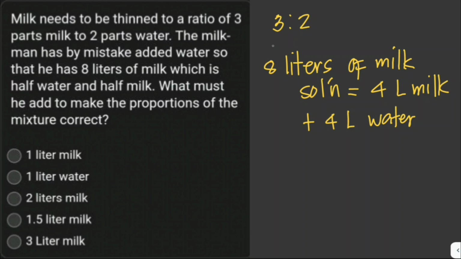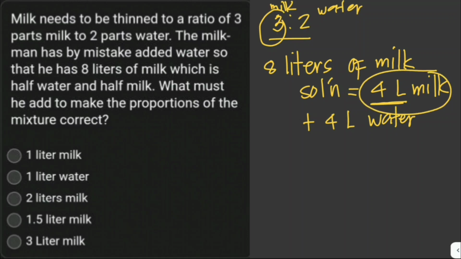Okay, so we're given the ratio 3:2. 3 here is the parts of milk, and 2 is for water. So that means he needs to add more milk than water. So we need to increase the volume of milk here. And that means we need to find the volume of milk that should be added to 4 liters of water to get a ratio of 3:2.